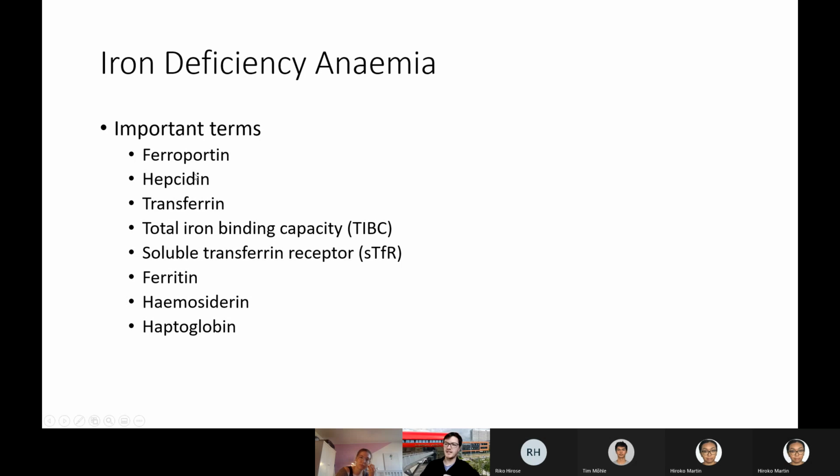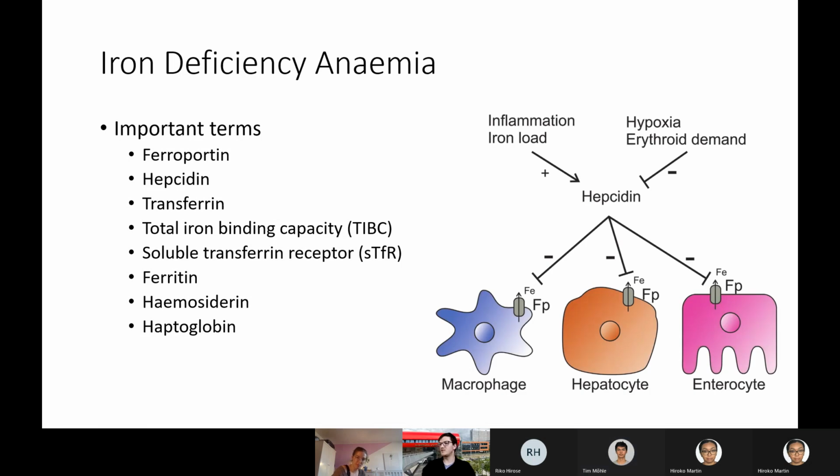Ferroportin, good. Hepcidin is, I would say, a hormone. Does anybody know what it does? It inhibits ferroportin, so the resorption of iron. Exactly, nice. But is this picture? Yeah, there we go. So hepcidin is actually pretty important.